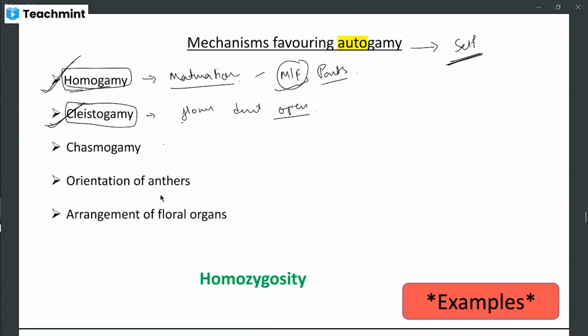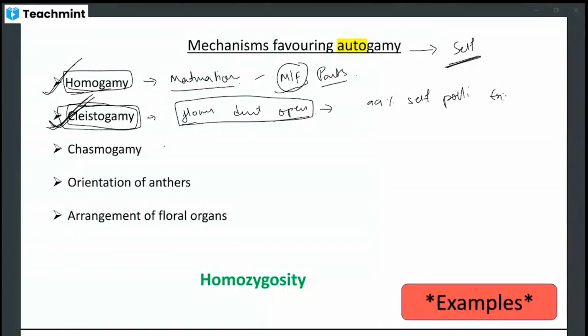See, this is a case where it ensures 99% self-pollination, means mostly self-pollination is favored by cleistogamous type of flowers, where the flowers do not open at all. Even after pollination, the flowers do not open. And what are the examples of cleistogamy? Grass, wheat, barley. Just remember, most of the plants belong to the grass family, that is Gramineae, like wheat, oat, barley, even rice. They all come under the cleistogamous flowers.